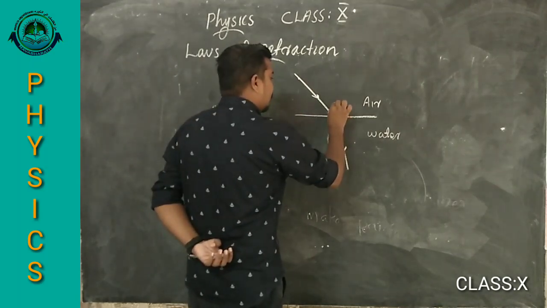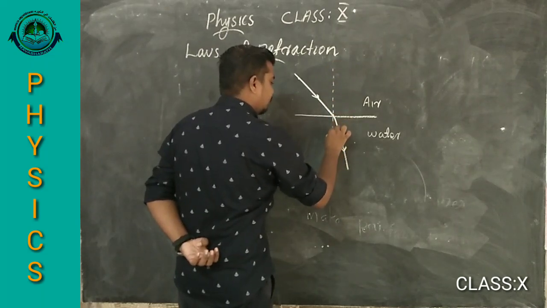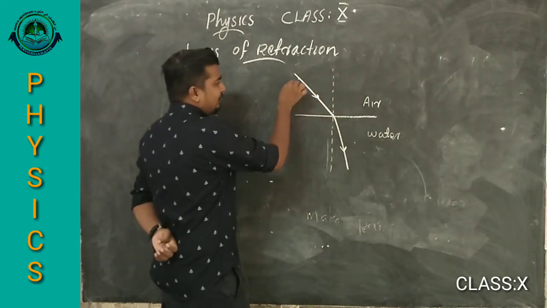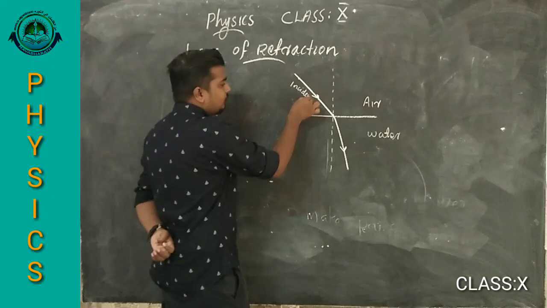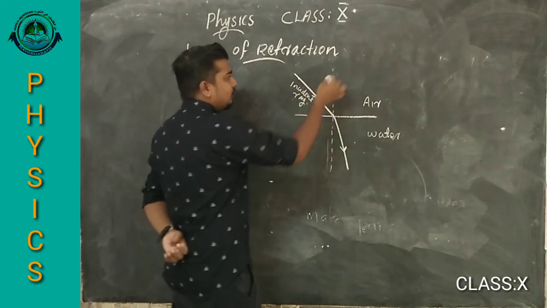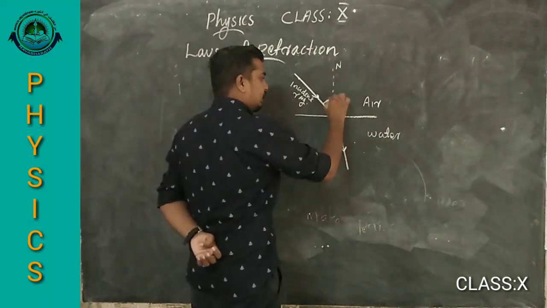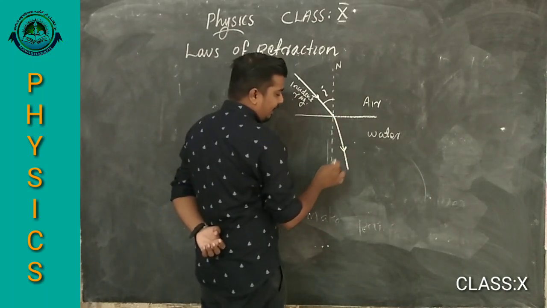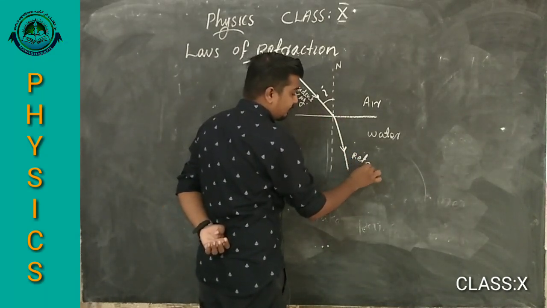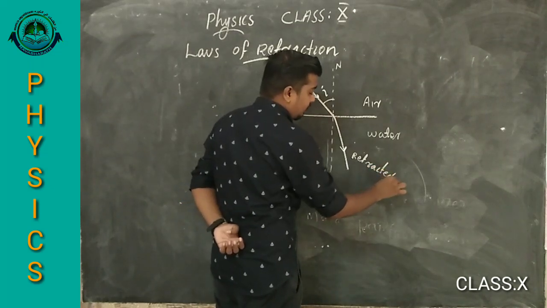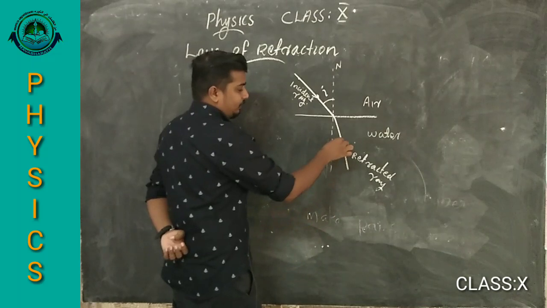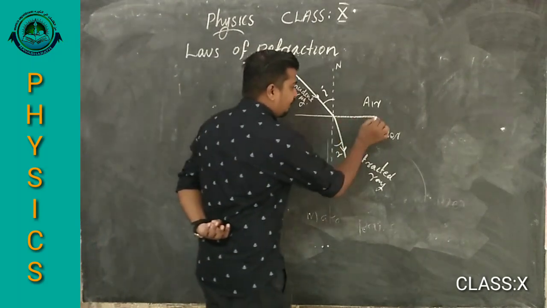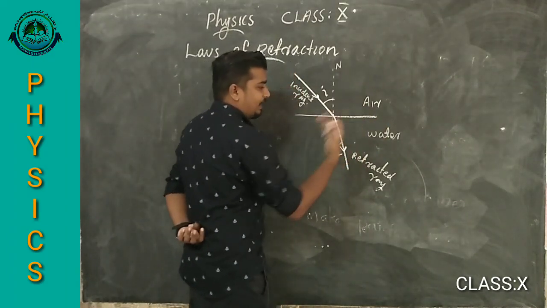Here this is our normal, and the angle between this incident ray and normal is the incident angle, and the angle between this normal and this refracted ray is the angle of refraction. This is the interface dividing these two media.